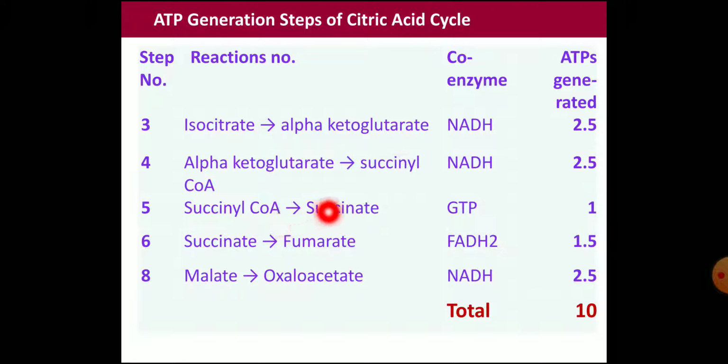Then fifth is succinyl coenzyme A to succinate by succinyl thiokinase, where this is the substrate level phosphorylation from the succinyl coenzyme A. The energy released is taken up by the GDP to form the GTP, and that is converted to ATP. So one ATP is formed. Then succinate to fumarate, succinate dehydrogenase reaction, FADH2 is produced, which produces 1.5 molecules of ATP. Then malate to oxaloacetate by malate dehydrogenase, NADH plus H is produced, which produces 2.5 molecules of ATP. So total of 10 molecules.